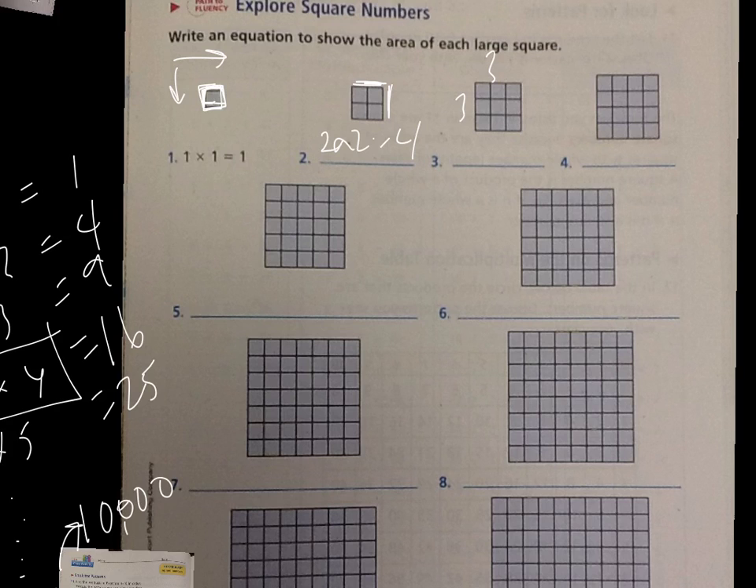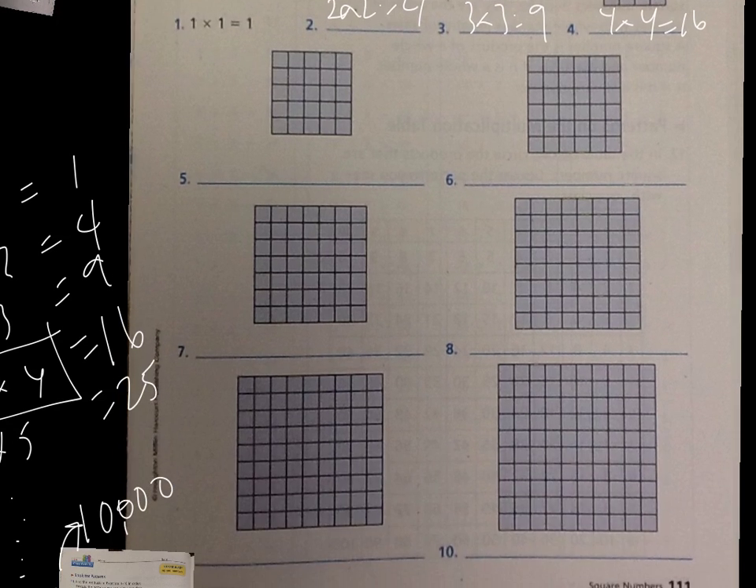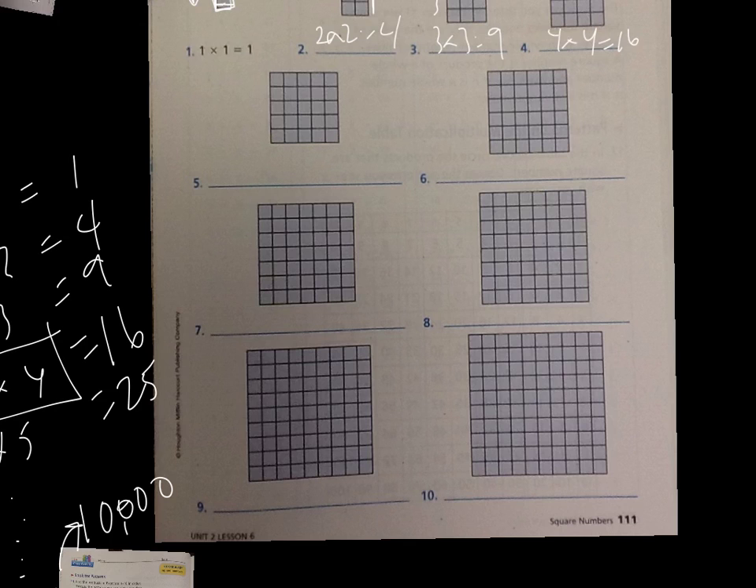Here we have 3 and 3, so 3 times 3 equals 9. Here we have 4 and 4, so 4 times 4 would equal 16. Hope you get the idea here. So what I want you to do is pause it and do 5 through 10, and then unpause it and we'll talk about it.